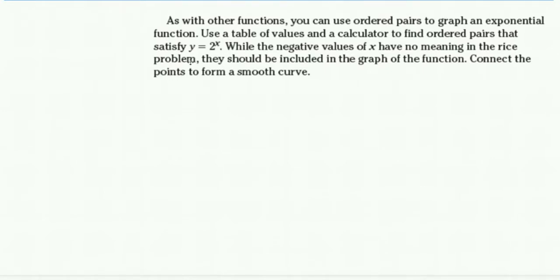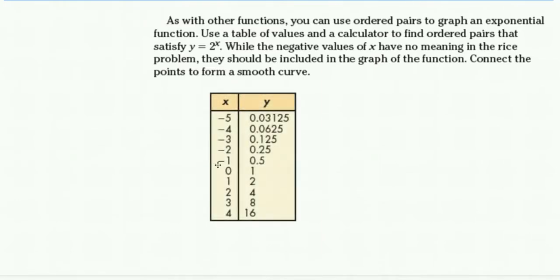Okay? So as with other functions, you can use ordered pairs to graph an exponential function. Use a table of values in a calculator to find ordered pairs that satisfy y equals 2 to the x power. While the negative values of x have no meaning in the rice problem, they should be included in the graph of the function. Connect the points to form a smooth curve. So if we create a table of values such as this one, when x is equal to -5 using a calculator, we end up with 0.03125, and then go all the way up to when x is equal to 4, y is equal to 16, and when x is equal to 0, y is equal to 1.